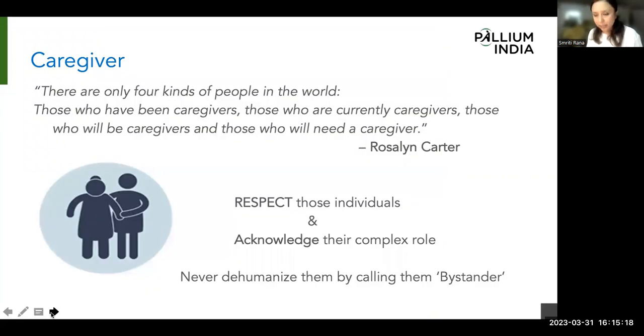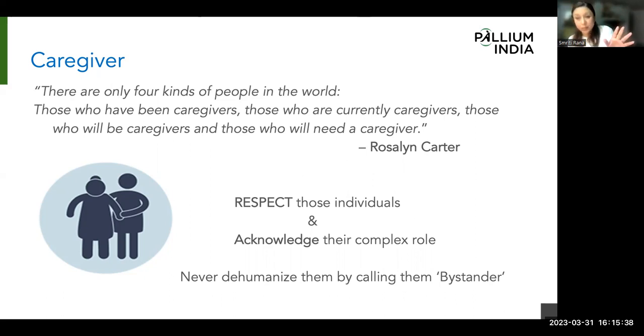Let's just talk about the caregiver very quickly. We need to pay attention to the caregiver. Please assess the caregiver. Now, this is a beautiful quote by Rosalind Carter, which says there are only 4 kinds of people in the world: those who have been caregivers, those who are currently caregivers, those who will be caregivers, and those who will need caregiving.